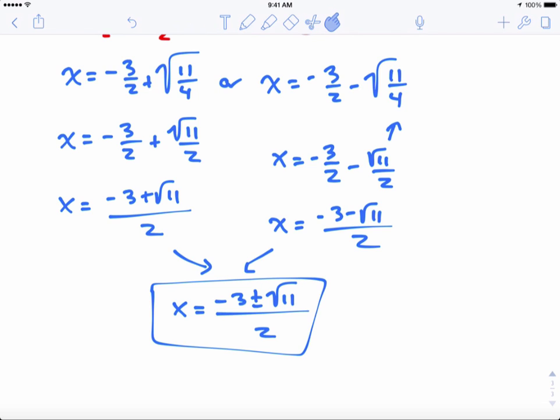So, hey, that's solving equations by completing the square. Hope you found it helpful, and I hope you enjoyed.